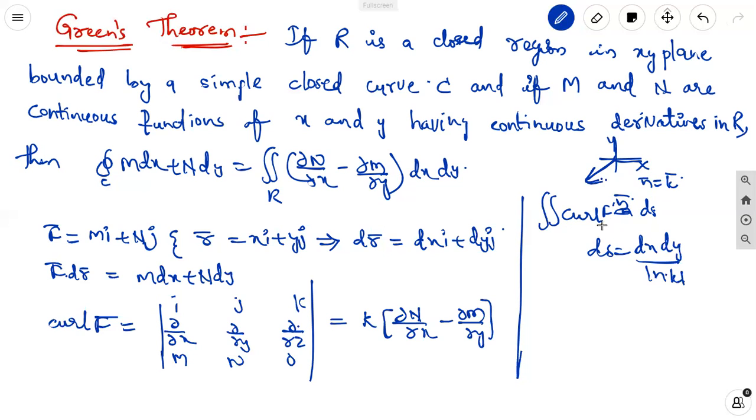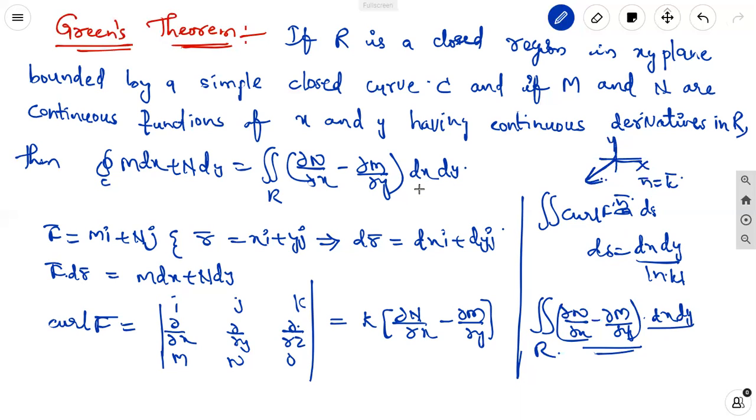So curl F vector dot n vector means k dot k equal to 1. So it is nothing but ∂N/∂x minus ∂M/∂y into ds, which is nothing but dx dy by k dot k equal to 1, over R. That is nothing but the integral over C of F dot dr is equal to the surface integral of curl F vector dot n vector ds. That is the Green's theorem.